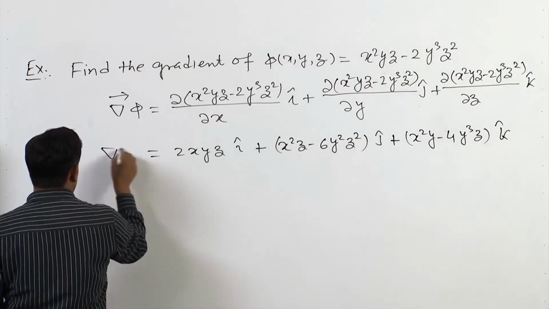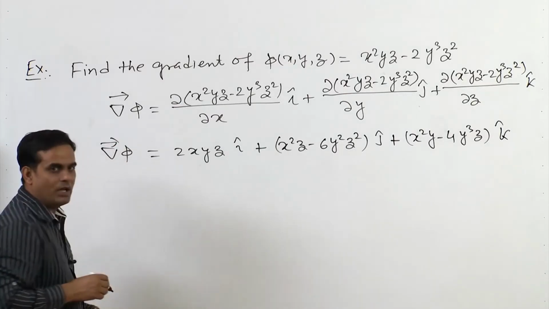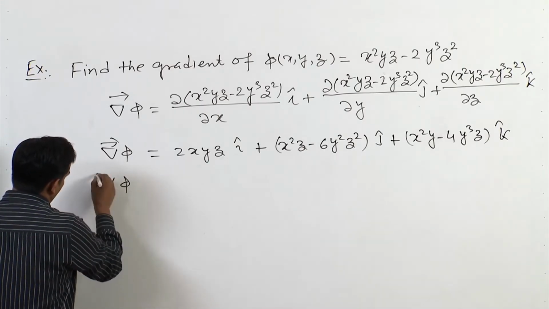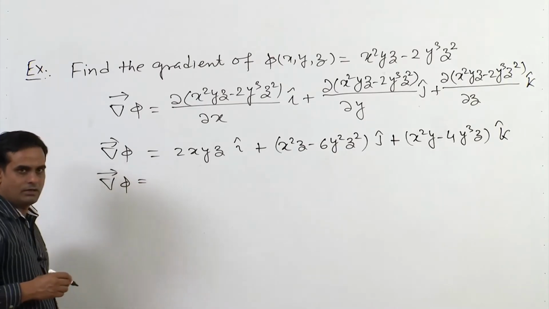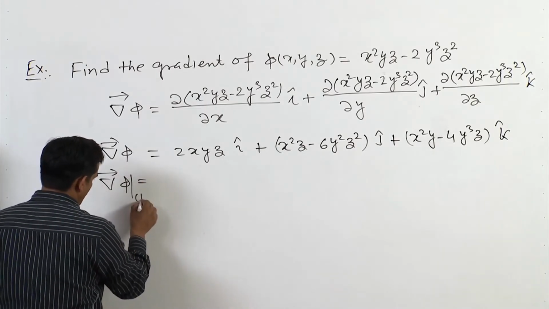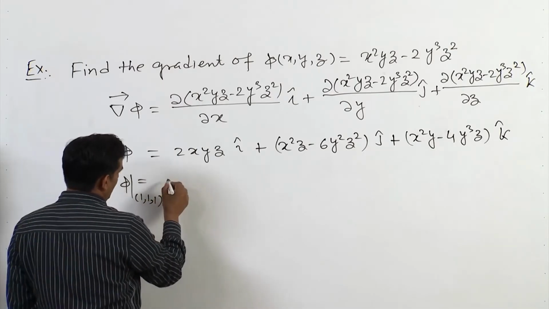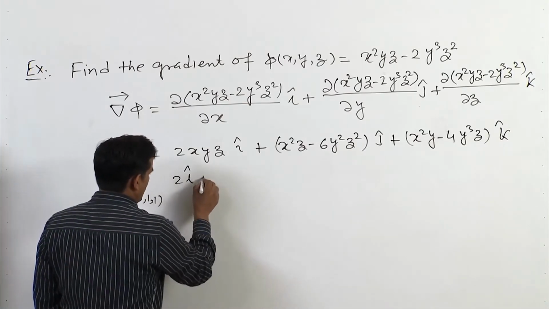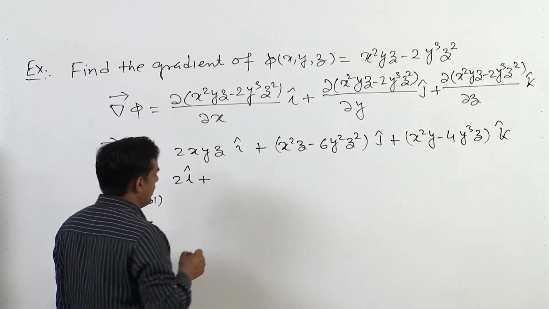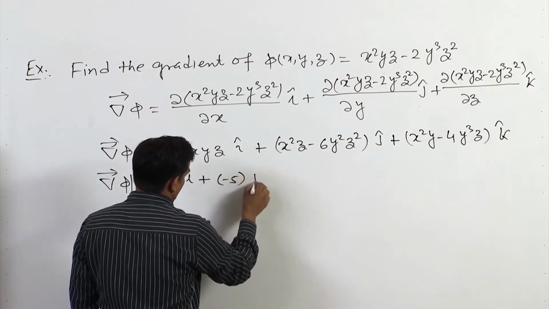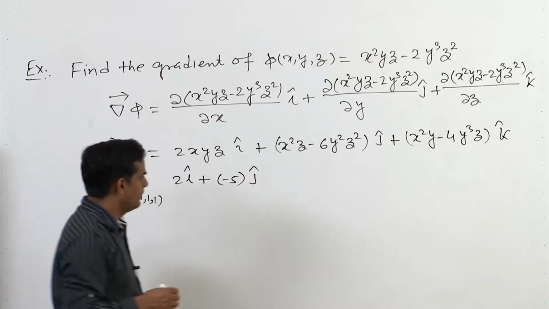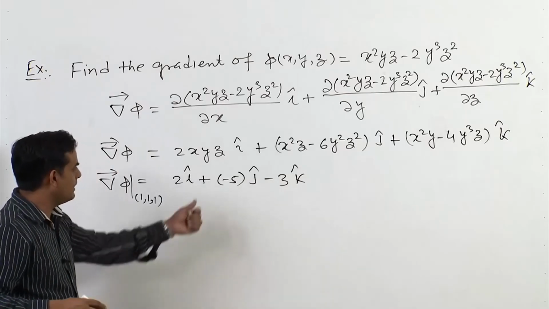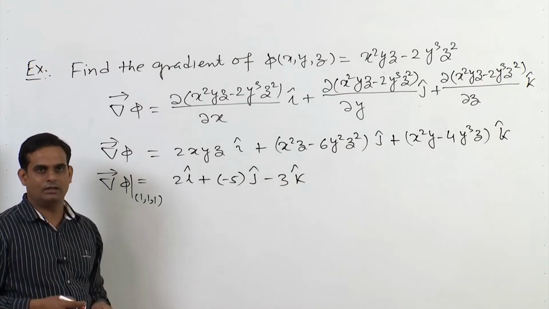In this way we can calculate the gradient of a scalar function. If someone asks what the gradient is at the point x equals 1, y equals 1, z equals 1, then at the point (1, 1, 1) it is given by the constant vector 2i minus 5j minus 3k.